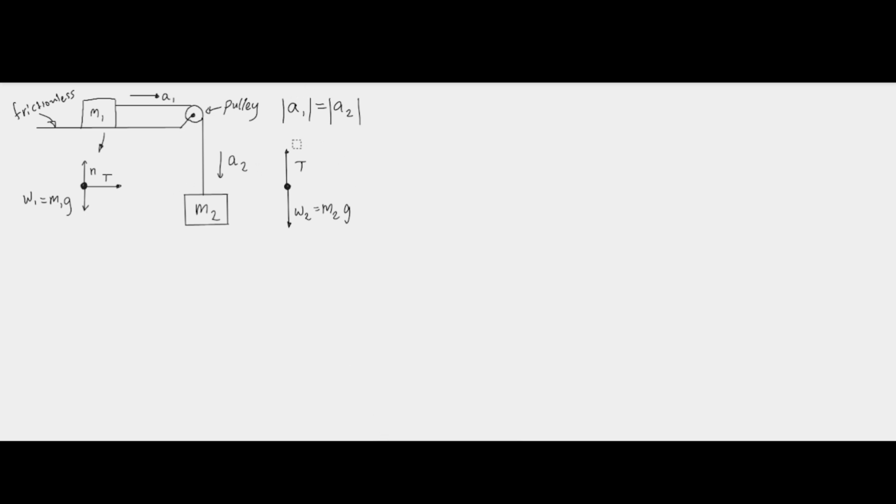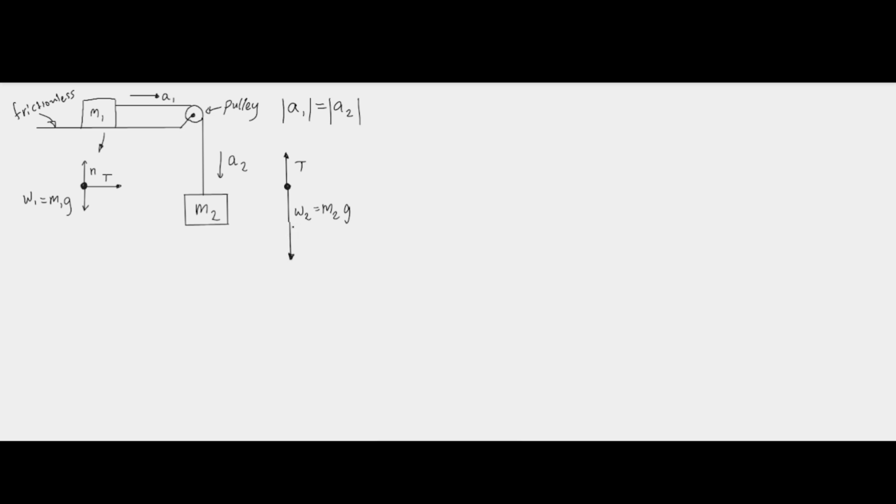So I'm going to just adjust these vectors. I want to be sure that the tension force is the same length for both free body diagrams. And that looks pretty close. I'm also going to lengthen this W2 vector to make it more obvious, because we need to be very clear in showing that this vector is longer than the tension force.